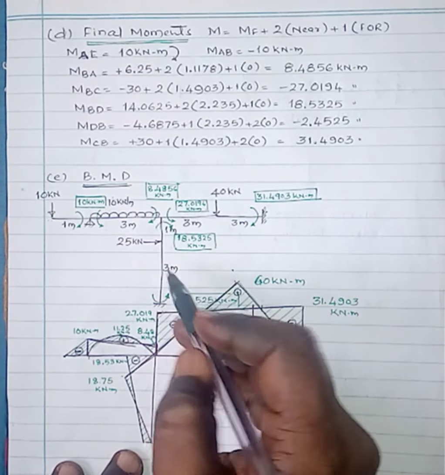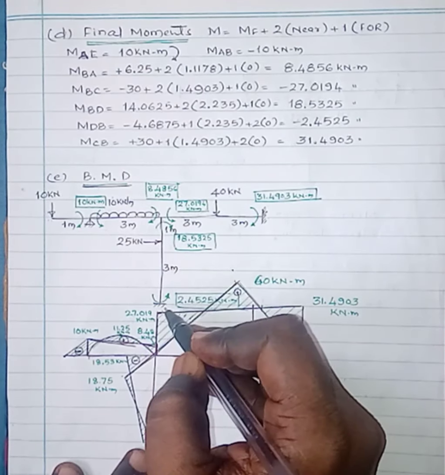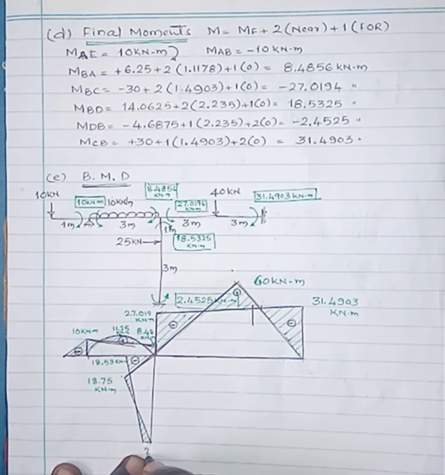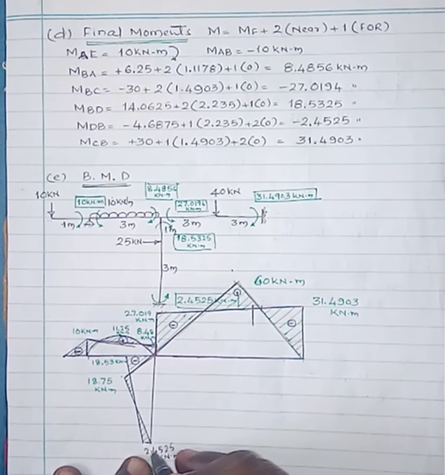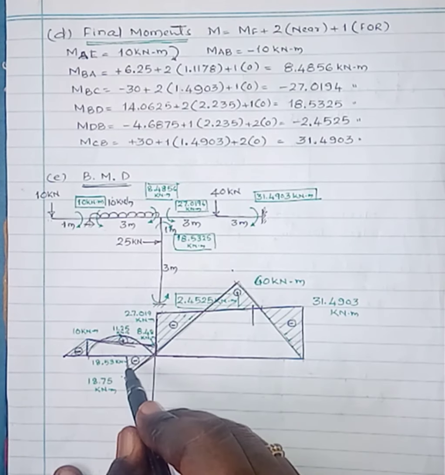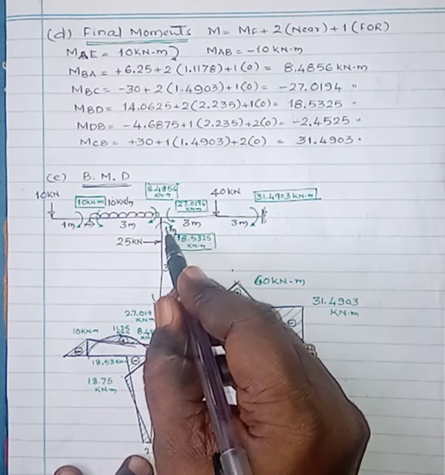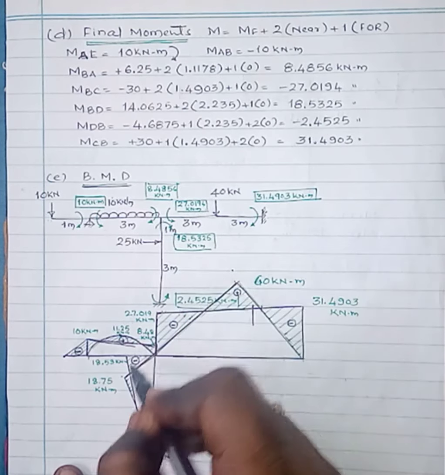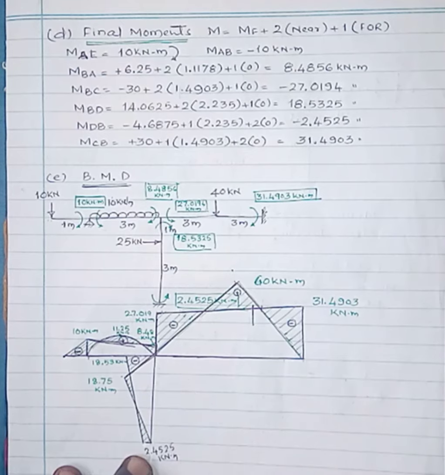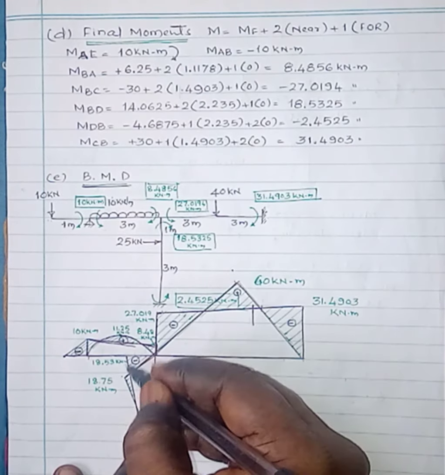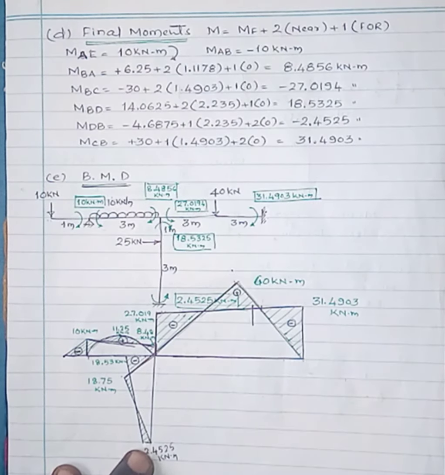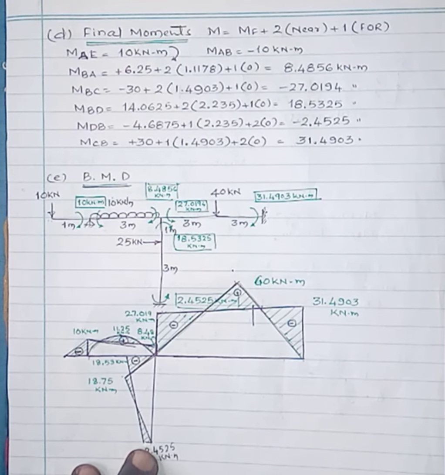Then here for vertical member, this one is 2.4525 kilonewton meter. This one is hogging. Here mark this. Similarly, at this point, that is also hogging, 18.5325, that is also hogging. Then join these 2 points. Now we have drawn the support moment diagram.